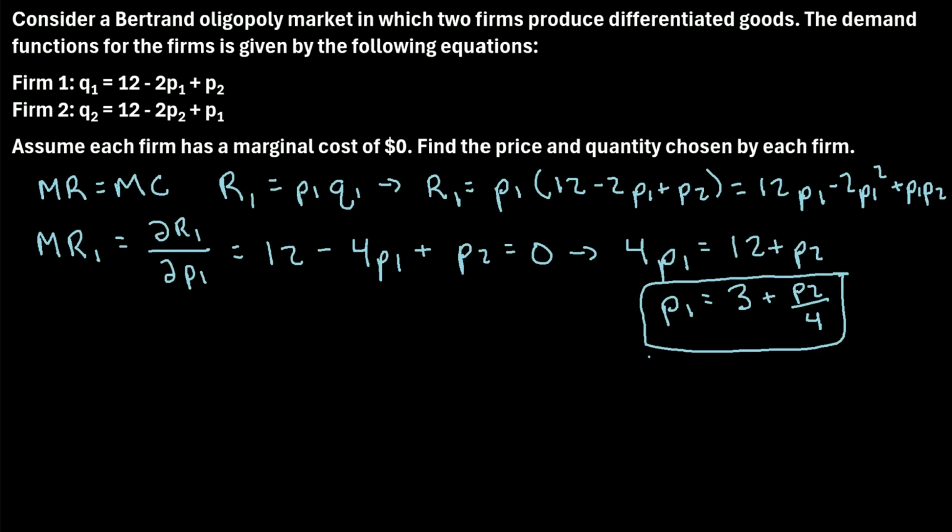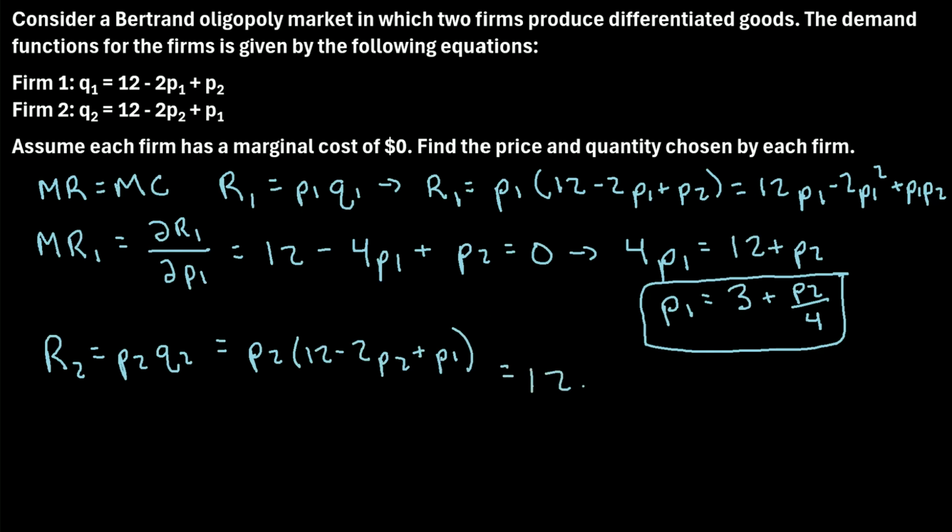The next step is to repeat this process, but for firm 2. Firm 2 will also maximize their profit when marginal revenue is equal to marginal cost. So let's start by finding the revenue function of firm 2. R2 will be equal to the price set by firm 2 times the quantity sold by firm 2. That is P2, and for Q2 we plug in this quantity right here, 12 minus 2P2 plus P1. If we distribute the P2 into the parentheses, we get 12P2 minus 2P2 squared plus P2 times P1.